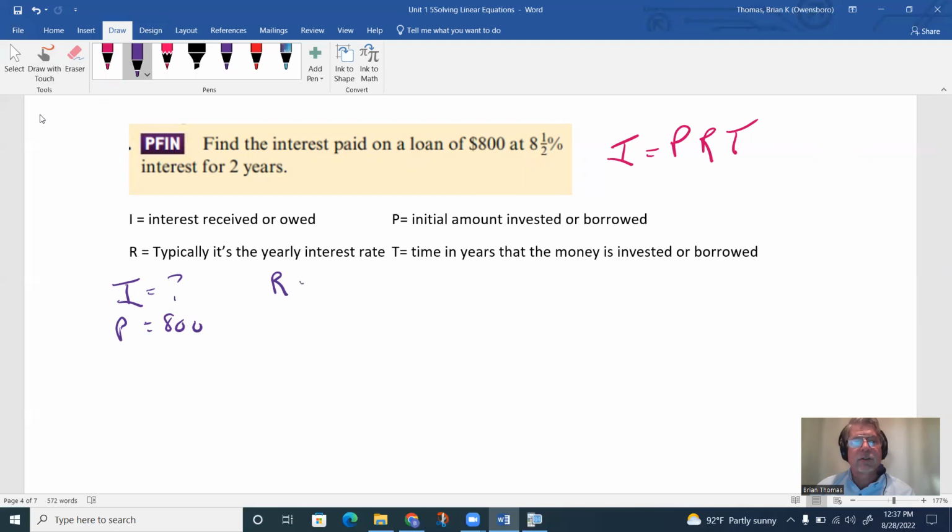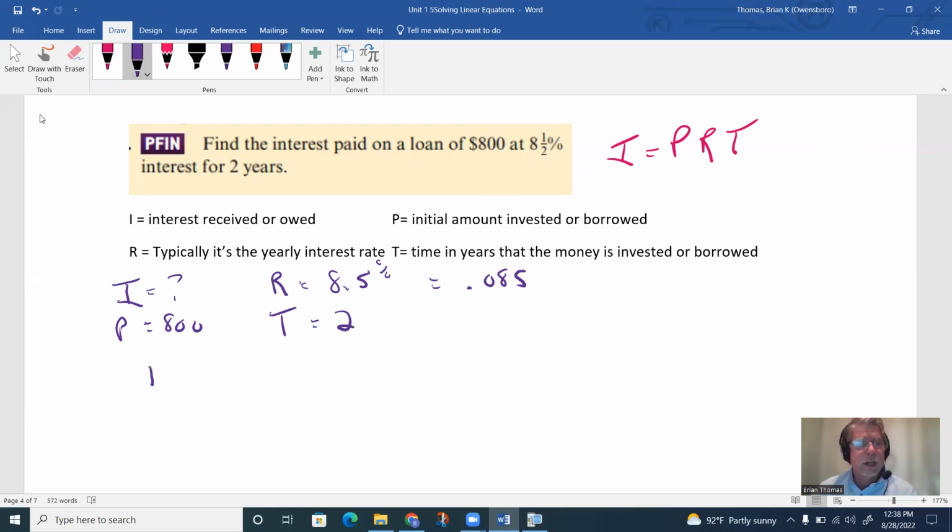Remember, this has got to be a decimal, so it's not a bad idea to change this to 8.5%. But remember, we still got to move the decimal 2 places to the left. That's going to be actually 0.085 because our calculator doesn't do percents. So we need to go ahead and divide 8.5 by 100, or change it to 8.5 and move the decimal 2 places to the left. Because remember, percent means dividing by 100. The time was the 2 years.